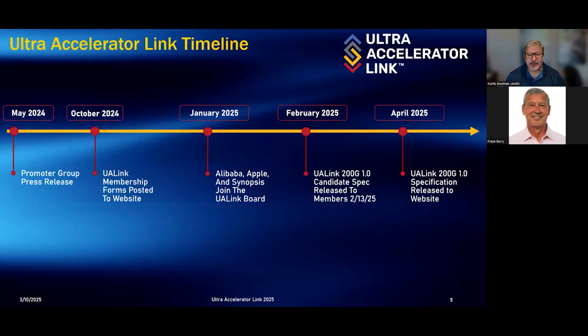If you look at our calendar, we actually started this effort a little less than a year ago. In May, we formed the promoter group. By October, we were ready to release it as a consortium for other members to join. Then in January of '25, we were able to expand our board to include some more members, and we have released our first spec internally. Here we are in the middle of March, and we're driving toward the release of that spec to the industry the first week of April.